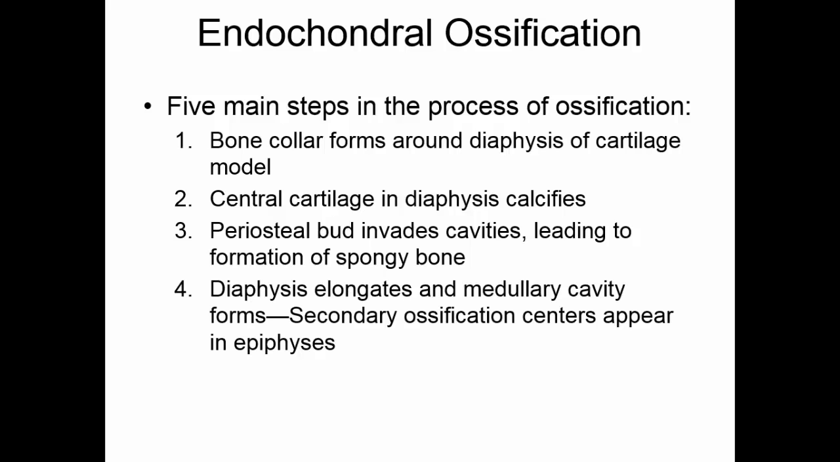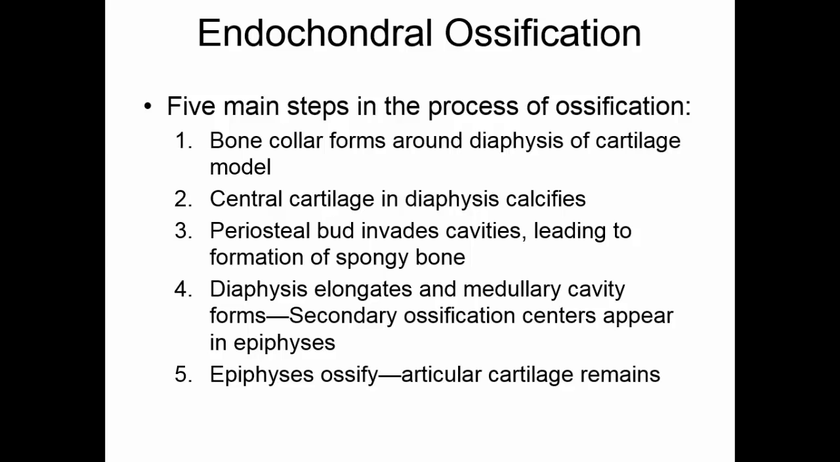Because the diaphysis is still made of cartilage, it can elongate, and we begin to hollow out the bone. Those chondrocytes die, and the medullary cavity forms. We then see secondary ossification centers appear in the epiphysis of the bone, and then the epiphyses ossify. Some of the original cartilage remains as articular cartilage.